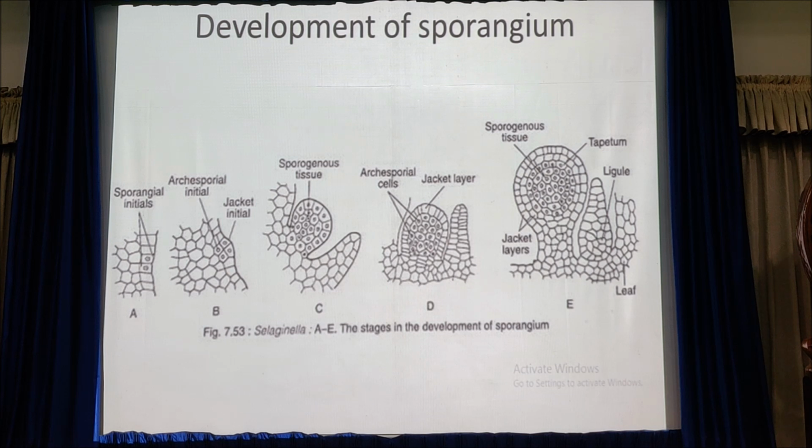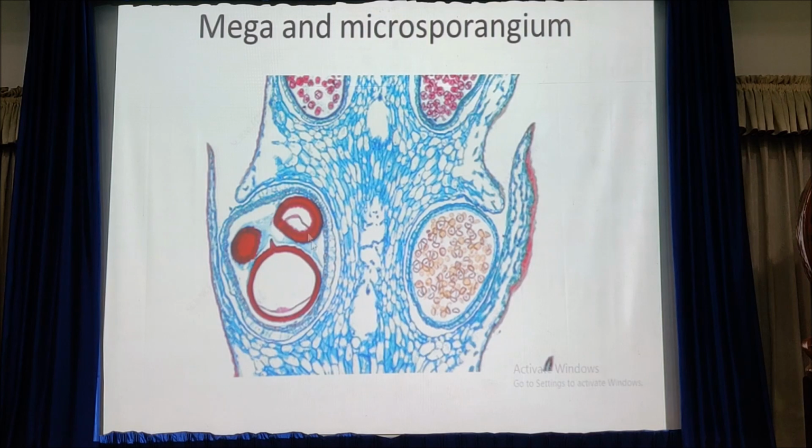And this jacket layer and the tapetum enclose the sporogenous cells. The sporogenous cells divide and redivide to form spore mother cells. The spore mother cell undergoes meiosis and produces the spores. This is the megasporangium having megaspores and microsporangium having microspores. The spores are formed in both sporangia by meiotic division of the diploid spore mother cells.